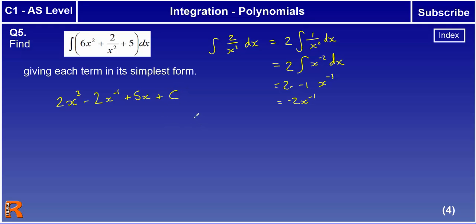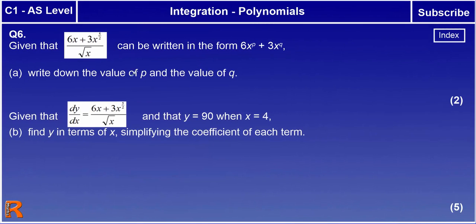It's worth 1 mark for getting the c on the end. Well, it's worth 1 mark for getting the whole thing right. But if we don't have the c on the end, it's not right. So we lose that mark. Okay, so a fairly straightforward integration with one little tricky part for 4 marks. Question 6.